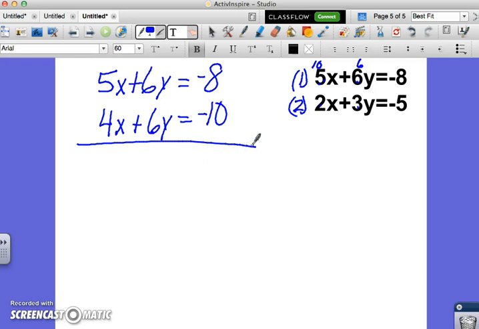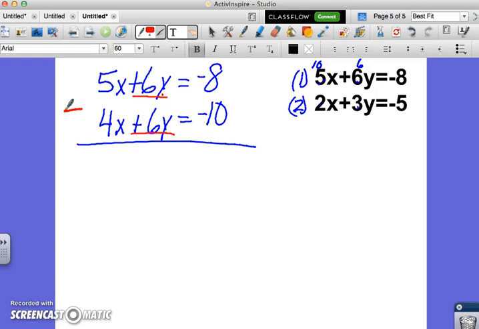So now I am set up to eliminate. Okay, I've got the same number of y's there. So in this case, do we add or subtract? Well, in this case, because this one's positive and this one's positive, if I add them, they're not going to go away. So this time we're going to subtract. We're going to subtract everything.